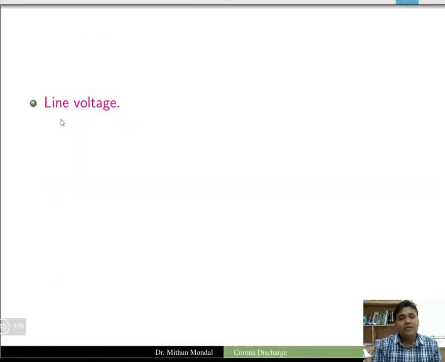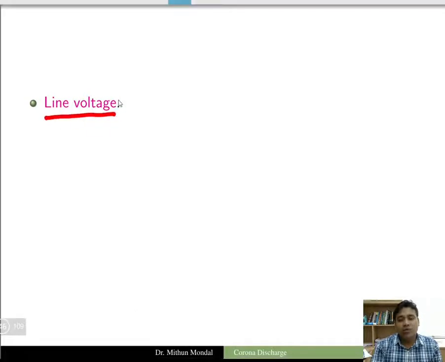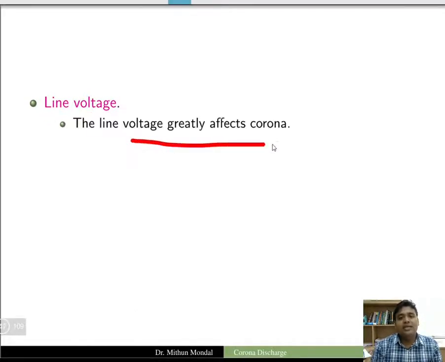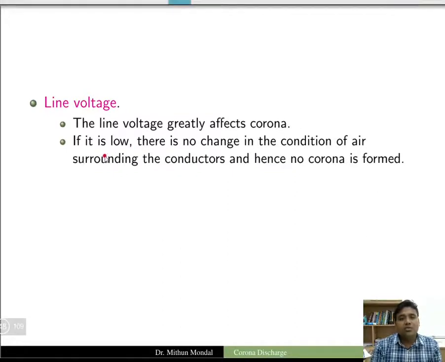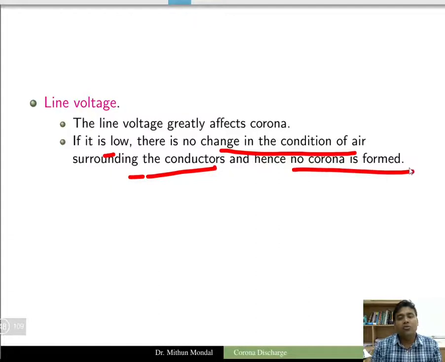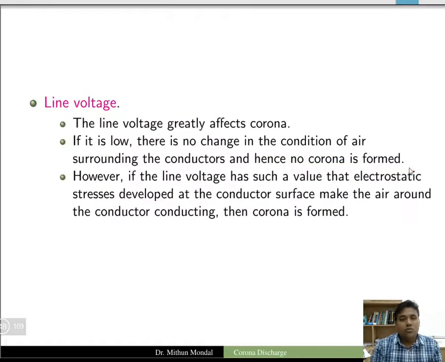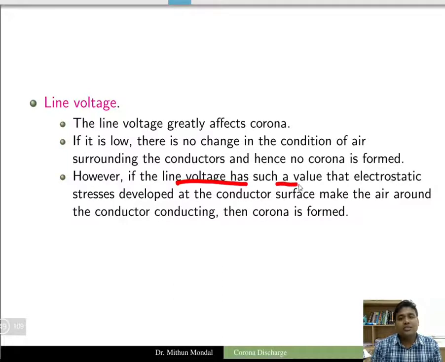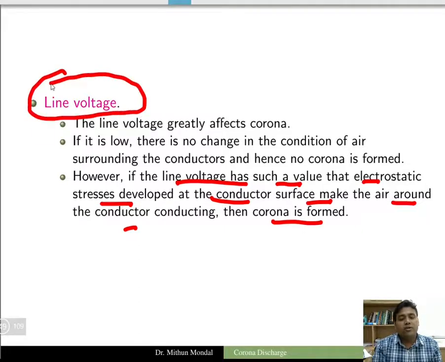The last factor we are going to discuss is the line voltage. Line voltage greatly affects the corona. If it is low, there is no change in the condition of air surrounding the conductor, hence no corona is formed. However, if the line voltage has such a value that electrostatic stresses are developed at the conductor surface that make the air around the conductor conducting, then corona is formed. So, the line voltage plays a very important role. The more the voltage, generally the corona will take place more often.